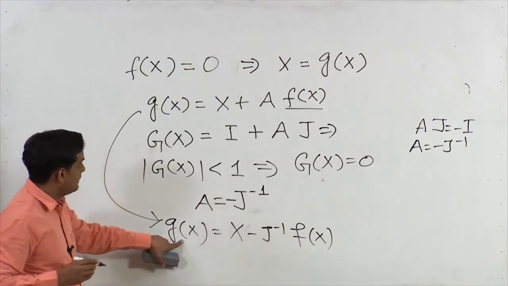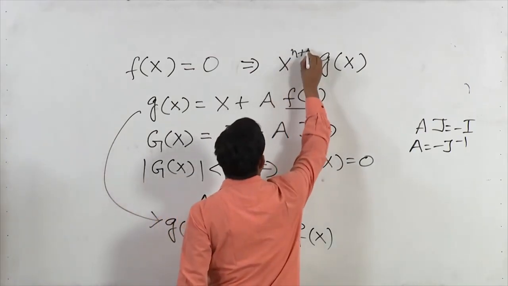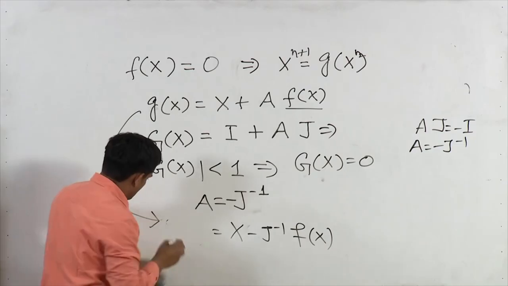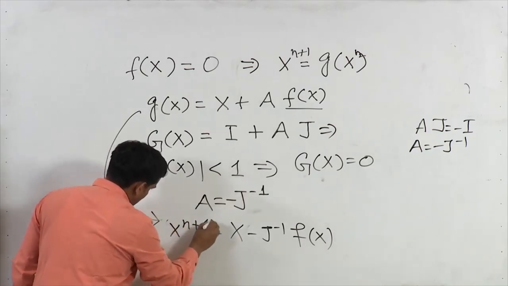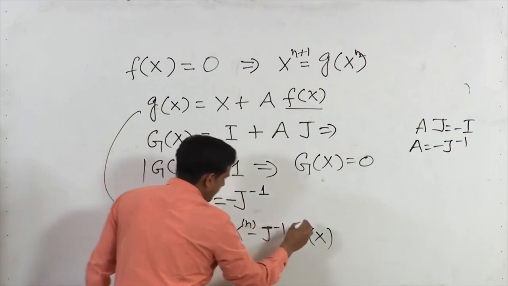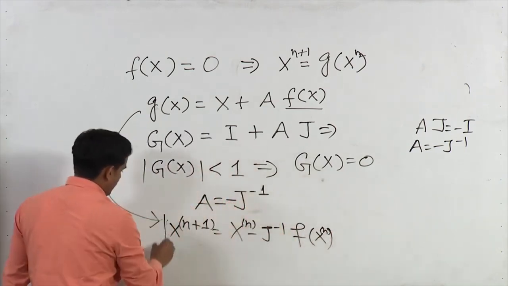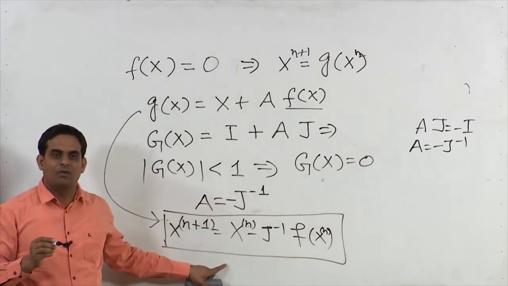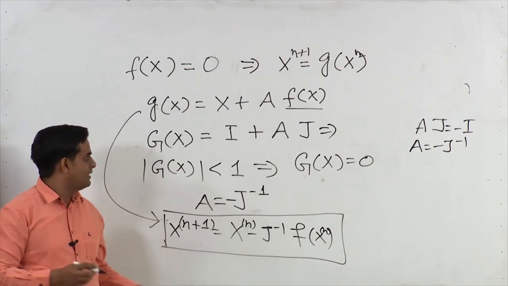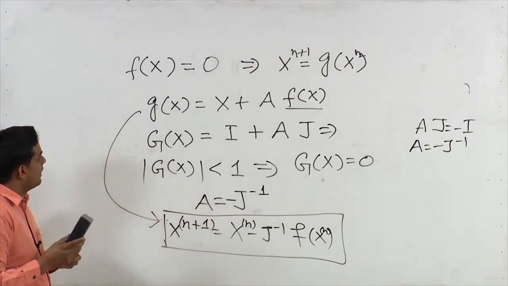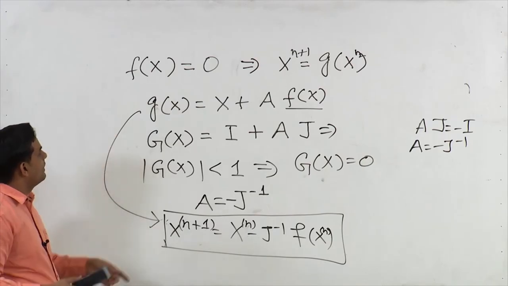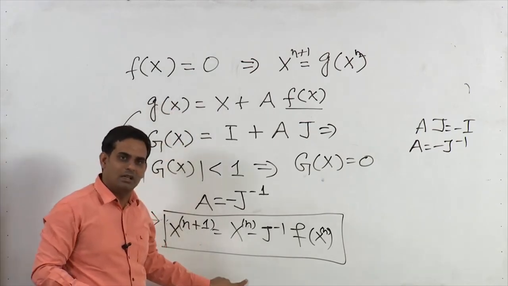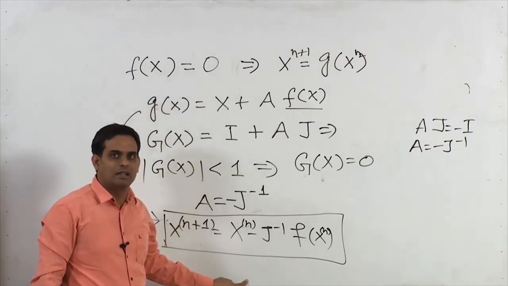And what is this G? Because my iterative scheme is x of n plus 1 equals G of x of n, so I can write x of n plus 1 equals x of n minus J inverse times f of x of n. What is this scheme? This is the Newton Raphson method for a system of nonlinear equations. Hence, the best choice of G gives me the fixed point iteration method that is the same as the Newton Raphson method for the system of nonlinear equations.